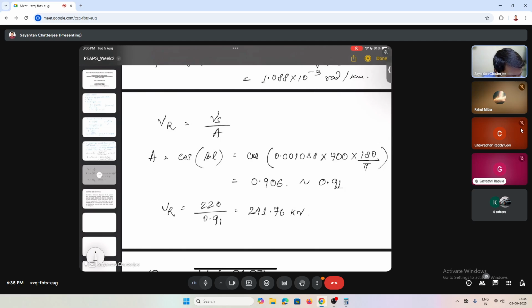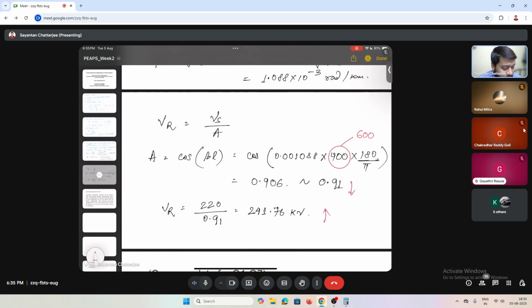So please do one thing: instead of 400, please try with the value of 600. You will get to see that this value will reduce further. So if 400 is replaced with, let's say, 600, on the higher side, this value will be lower than 0.91. So in that case, the VR value will increase, right?